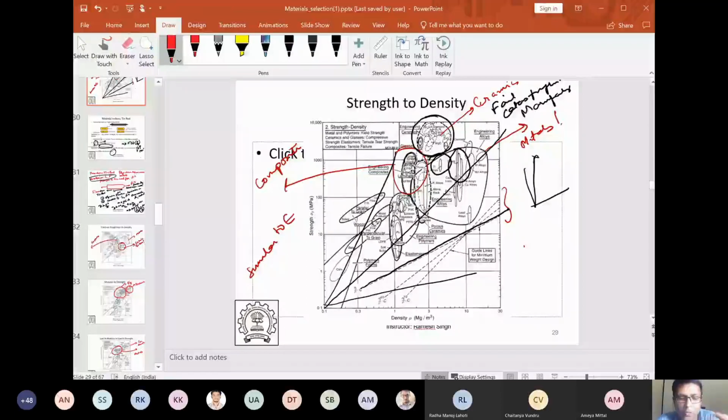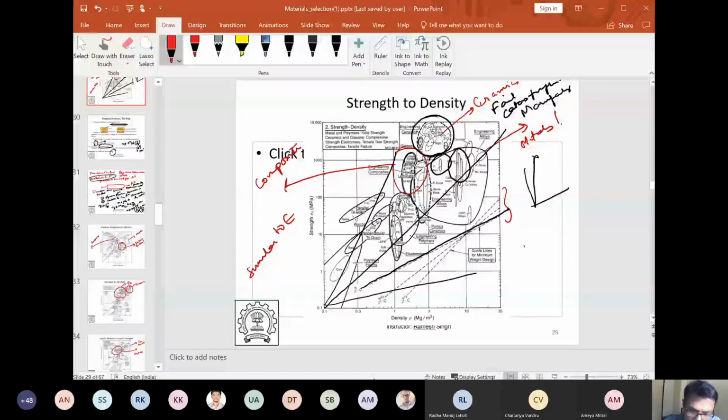So now you have to take a judgment call. Which material to choose? How will you take the judgment call? I know I'm designing this. What will I choose now? Based on whatever we have studied up till now, what would you recommend for a tie rod? You have this strength to density chart here, and this is the constant E by rho ratio. Anything parallel to this will have the same E over rho ratio. So how would you go ahead and choose the right E over rho ratio?